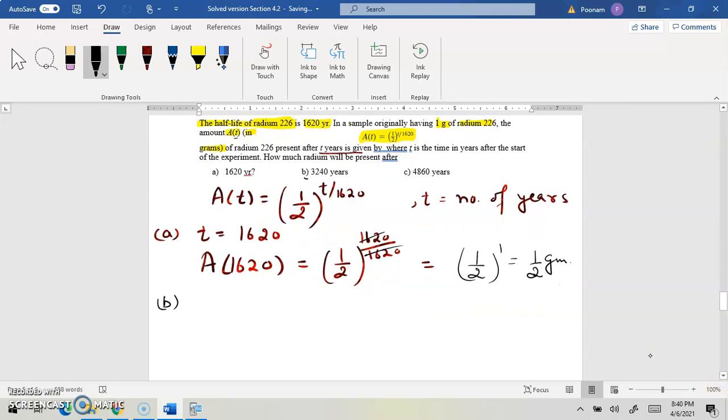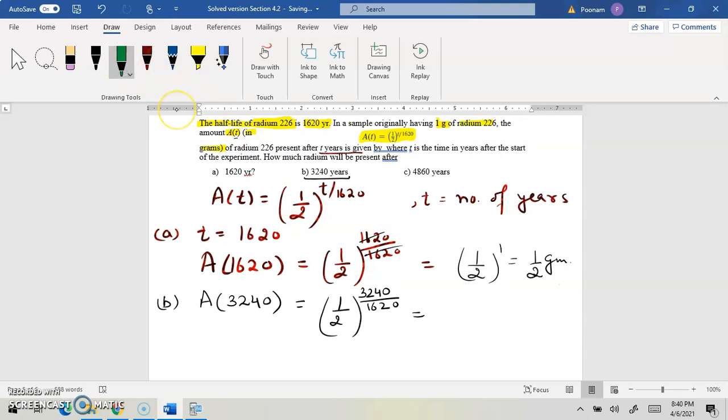Part B asks how much of the amount will be left after 3240 years. So in the given function, you need to plug T to be 3240 divided by 1620. So I think 1620 times 2 is that. So that gives you half square. That will be 1/4 of a gram.